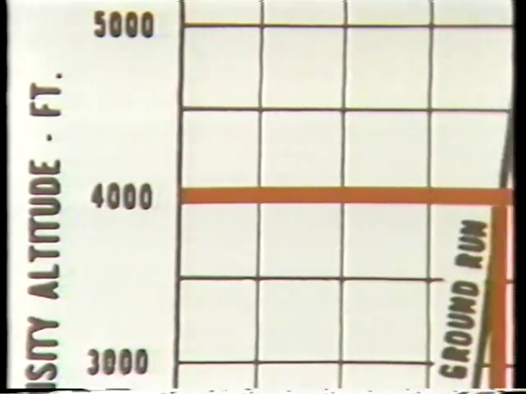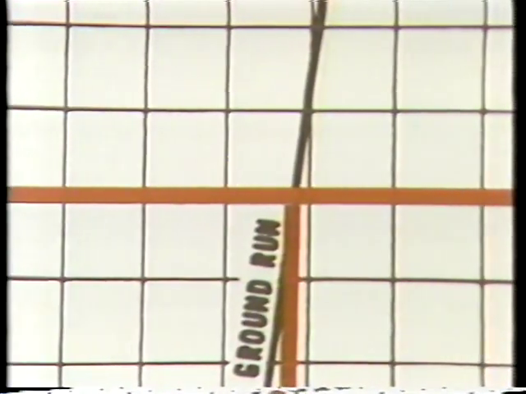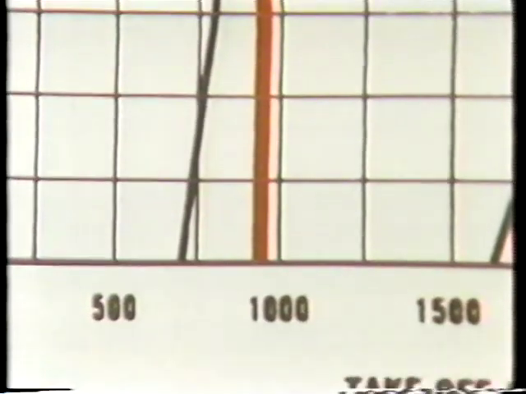To solve this, enter at the 4,000-foot density altitude axis and proceed horizontally to the takeoff ground run reference line. Follow the vertical line down to find 900 feet on the takeoff distance scale.